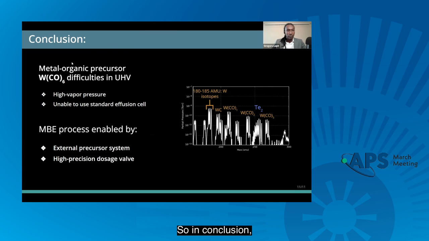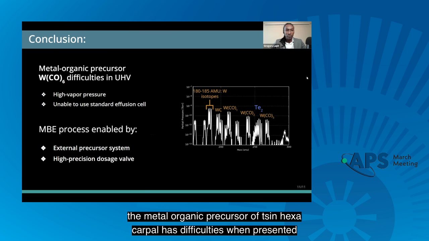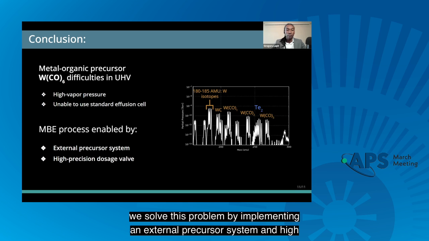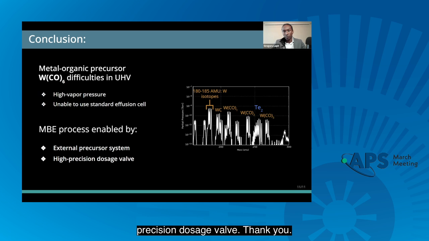So, in conclusion, the metal organic precursor tungsten hexacarbonyl has difficulties when presented with the UHV system because of its ultra-high vapor pressure and the inability to use standard effusion cells. However, we solve this problem by implementing an external precursor system and a high precision dosage valve.